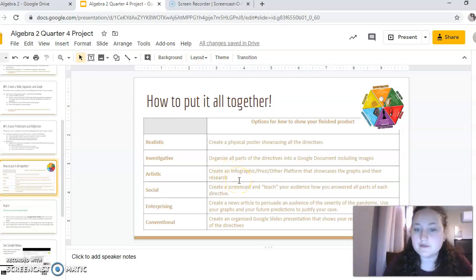Artistic is you're going to create some sort of infographic, Prezi, or other platform that showcases the graphs and the research in a creative way. Social would be creating a screencast like this. So you're going to put your project together somehow, and then you're going to record yourself walking through it and explaining how you got each part of the directive answered.